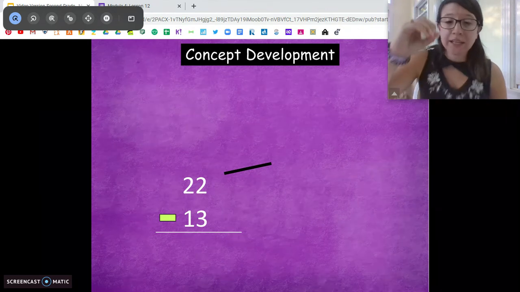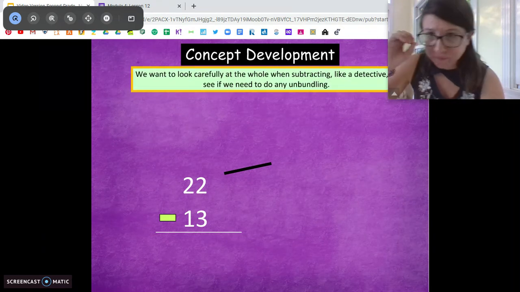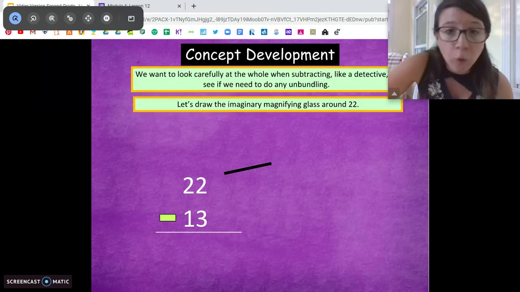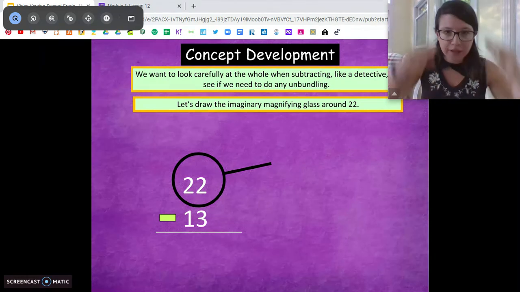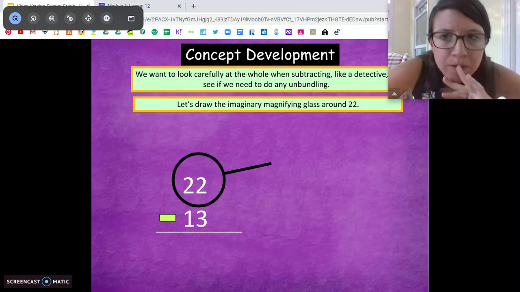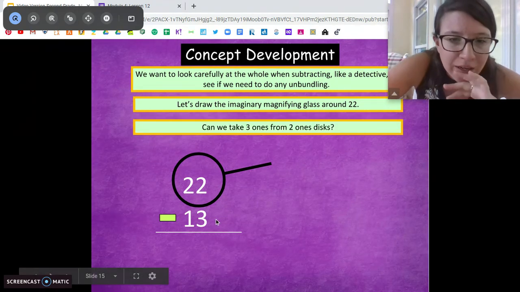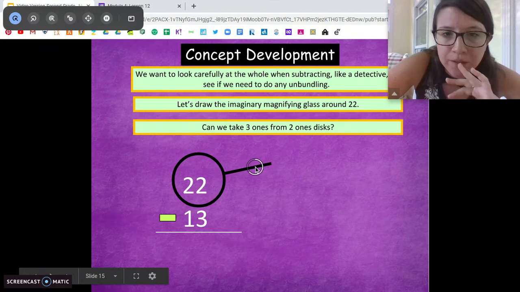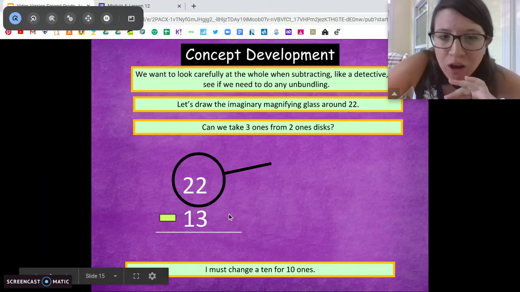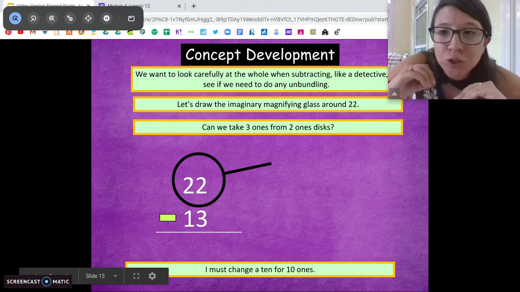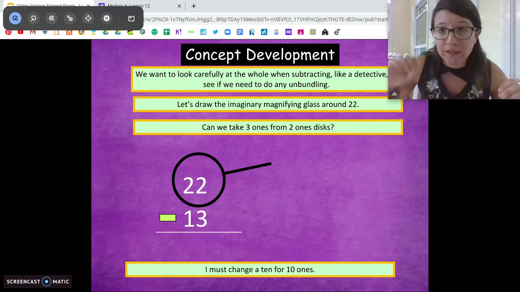Okay, so we're going to be detectives. We're going to make our magnifying glass. We're going to look at the whole to see if we need to do any unbundling. So our whole is 22. Let's look at it. 22. Can we take 3 away from 2? Is that possible? It's too small, right? So we have to change a 10 for 10 ones.